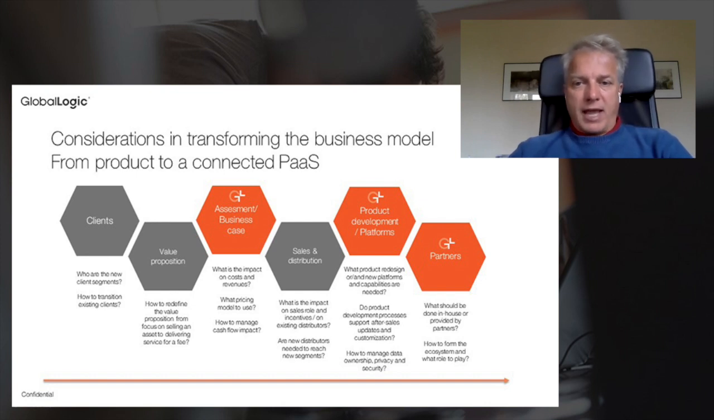And then we have to talk about the ecosystems. As you know, digitalization is about partners. It's not only about our own solution, because additional data, which can create additional value, might come from partners. So we have to rethink the ecosystem we have and think about what will be done in-house and which additional partners can join. You see here on the slide, marked with the orange color, the areas where GlobalLogic is usually consulting and supporting its customers.